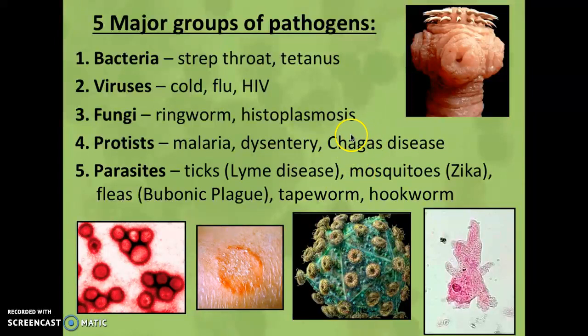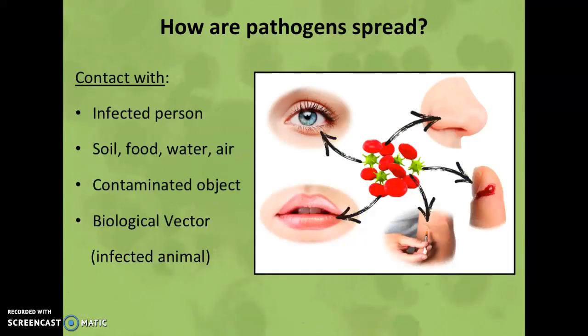We talked about how Chagas disease is transmitted by the cone-nosed kissing bug. And parasites, ticks, mosquitoes, fleas will transmit the pathogen that will cause Lyme disease in the case of ticks, Zika in the case of mosquitoes, and bubonic plague, Black Death, in the case of fleas. Tapeworm and hookworm are also parasites.